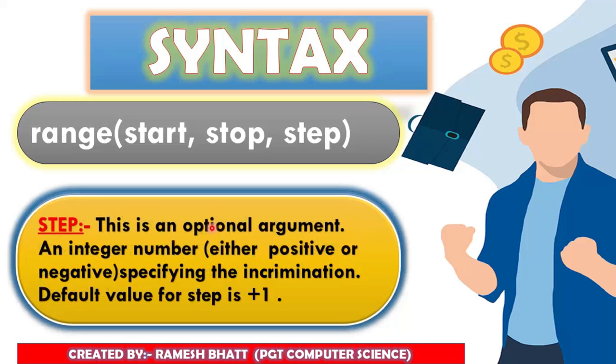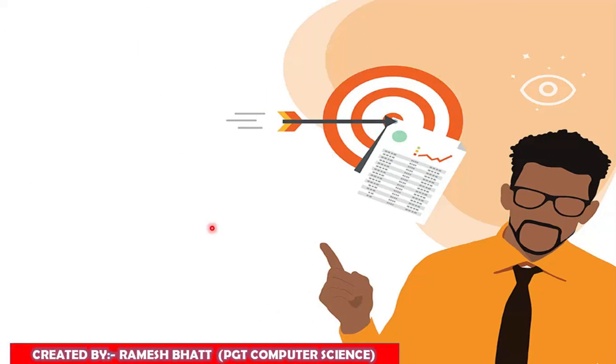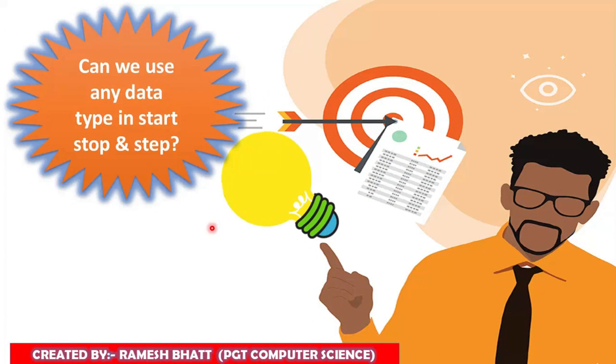Now next, one question can come to your mind: can we use any data type as start, stop and step? Can we use any data type as a start value, as a stop value, as a step value?